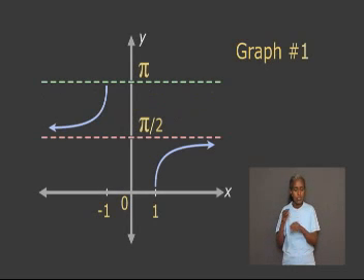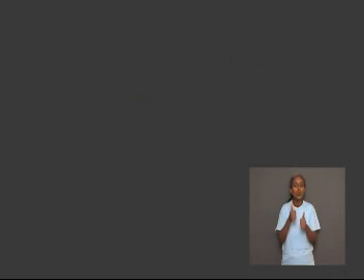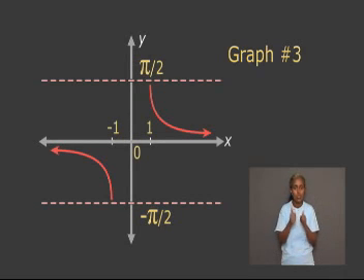Students, please look at these three graphs. You were just given the definitions of the inverse cosecant, secant, and cotangent functions. Can you use these definitions to identify which graph belongs to which function? When you think you have the answers, share your choices with a classmate.